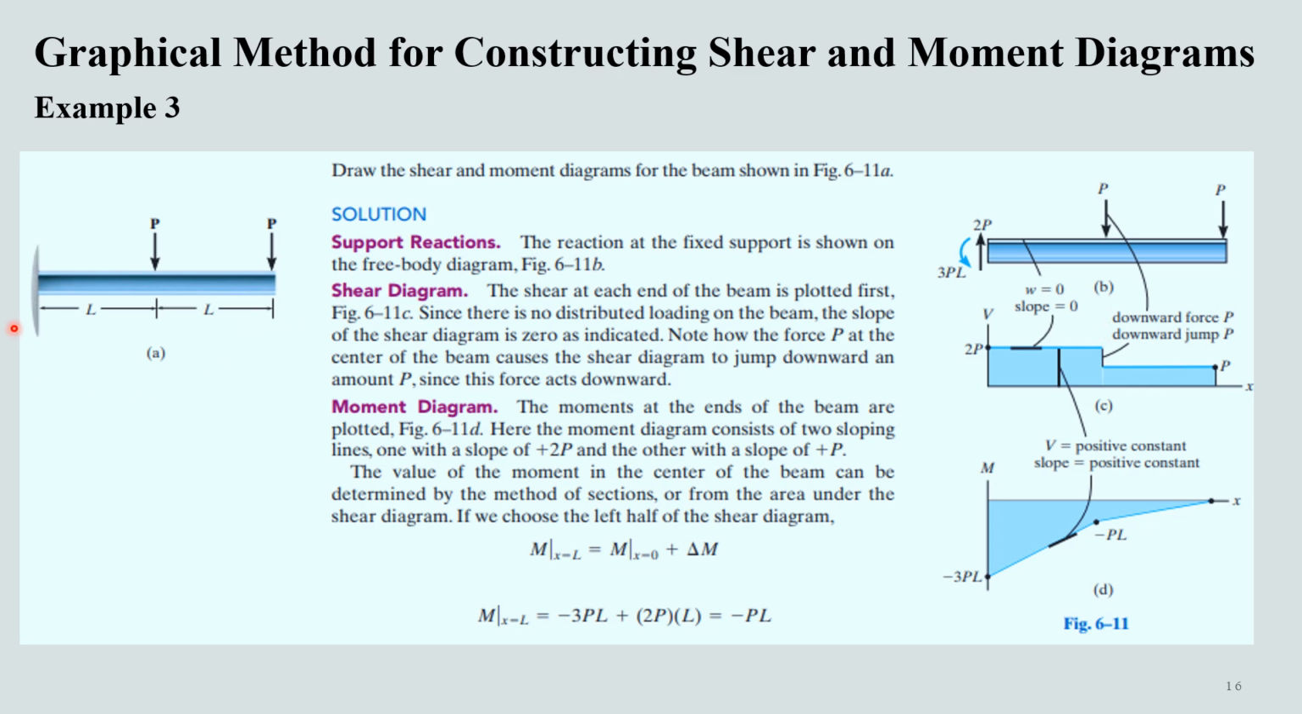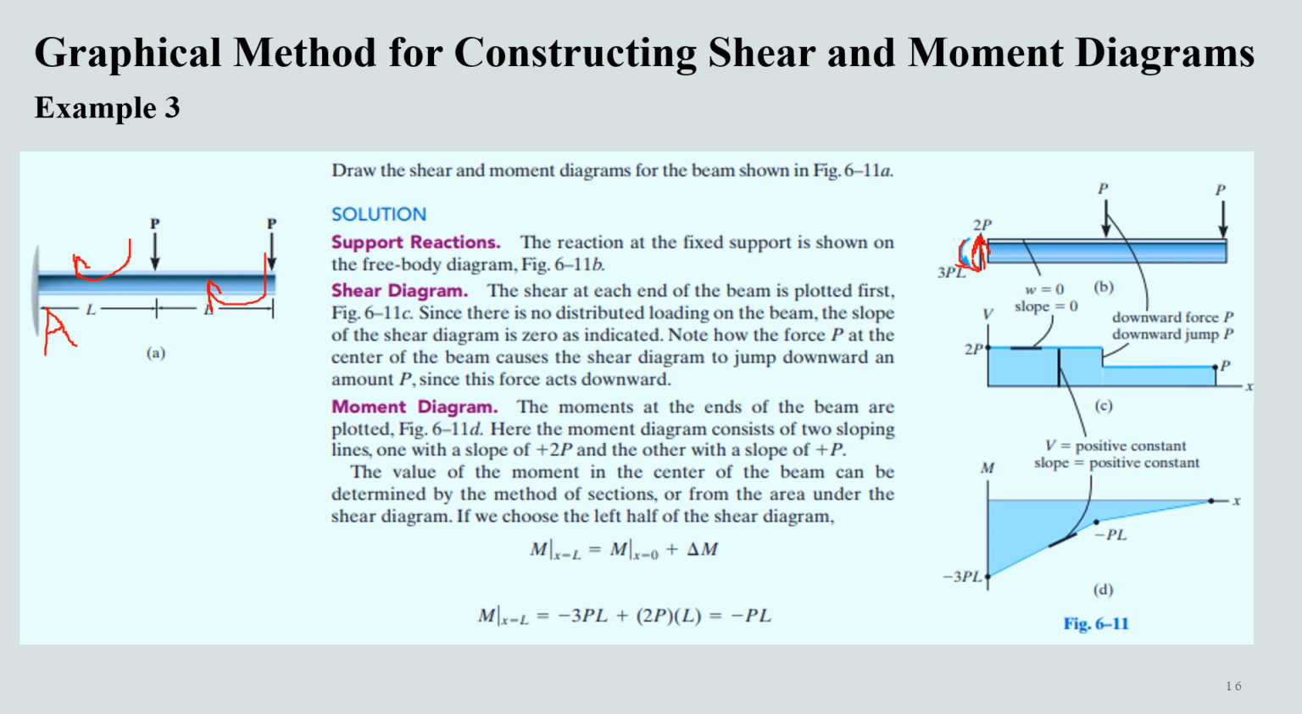This is a fixed beam, so if we want to determine the reactions at this location, I will call this location A. Summation of forces will show that the vertical reaction at this location will be 2P, and the moment at this location will be, since this force is causing a clockwise moment of P into 2L, and this one is causing a clockwise moment of P into L, the resisting moment at this location will be 3PL. It will actually be the combination of these two moments.